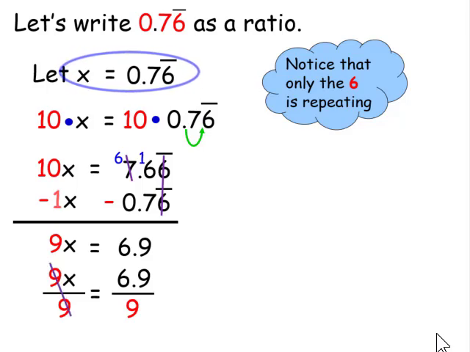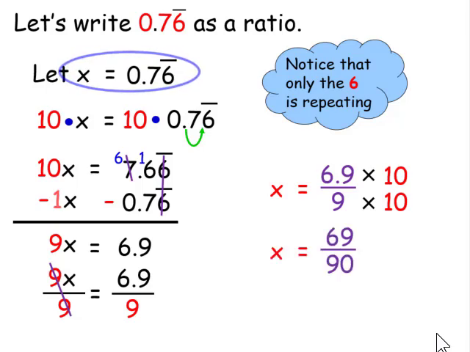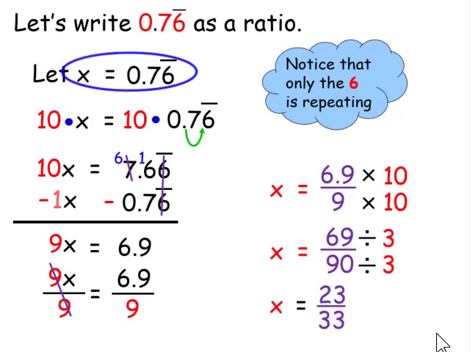Divide both sides by 9. The 9's will cancel. x is equal to 6.9 over 9. But remember, we do not want decimals and fractions to mix. We'll multiply both sides by 10. This will move the decimal to the right one place, leaving us with 69 over 90. Since 69 and 90 are both divisible by 3, this will leave us with 23 over 30. So 0.76 bar is equal to 23 over 30.